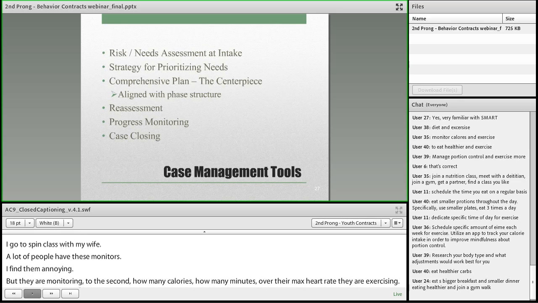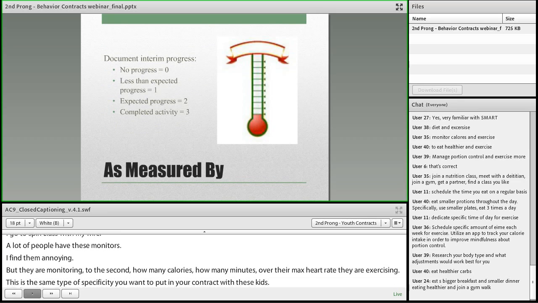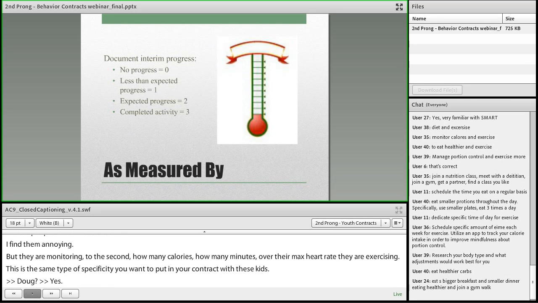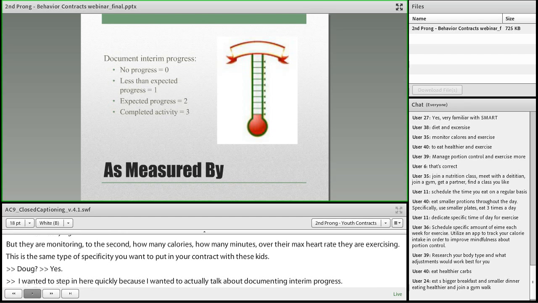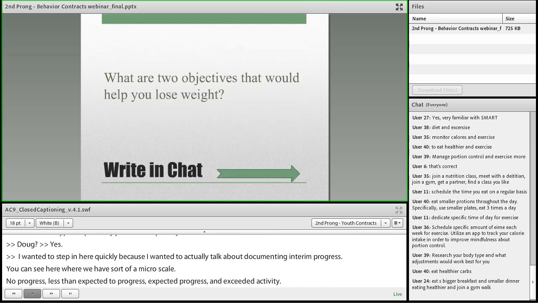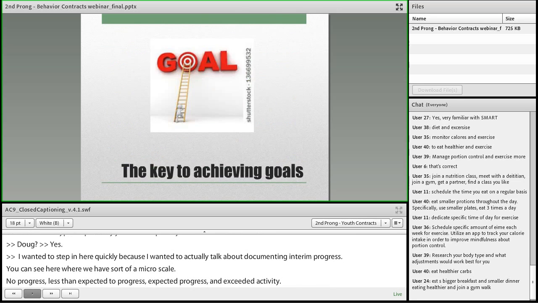Doug? Yes. I just wanted to step in here really quickly because I wanted to talk about documenting interim progress. You can see here where we have sort of a Likert scale: no progress, less than expected progress, completed activity. This gives you a gauge of where you could put something. So I'm going to move the slides back because I want to point this out.